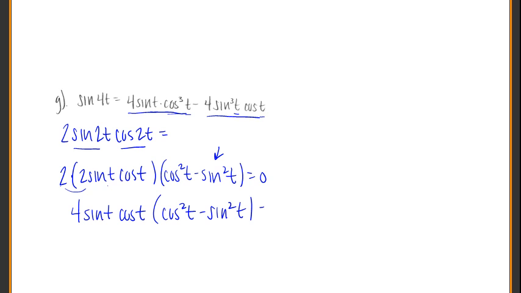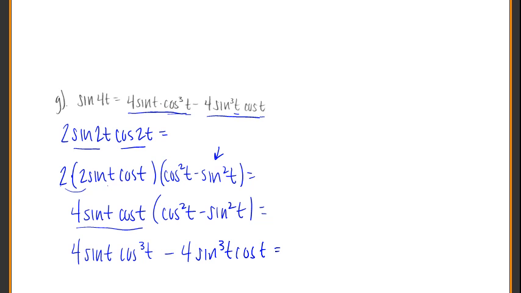And I love writing equal 0, but not quite. All right. Multiply this front term into both of those. We'll get 4 sine t times cosine cubed t minus 4 sine cubed t cosine t. And we arrived, which is a good guess.